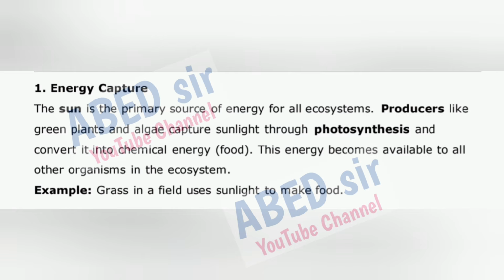The sun is the primary source of energy for all ecosystems. Producers like green plants and algae capture sunlight through photosynthesis and convert it into chemical energy, food.